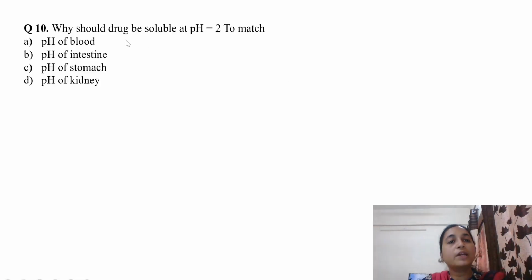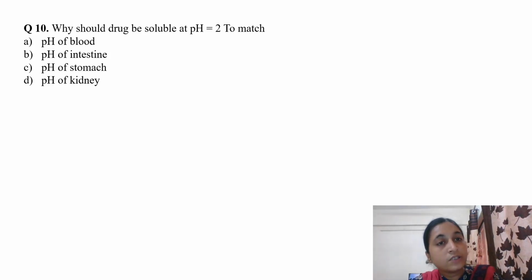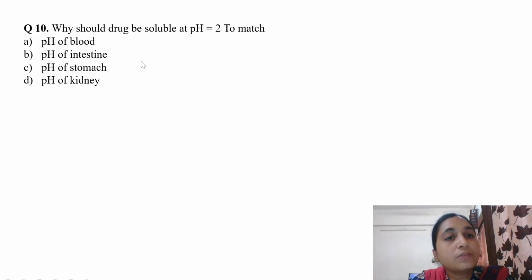Yes, the pH of blood is 7.4. The pH of the intestine is also 6.4 to 7. The pH of the stomach is 1.5 to 1.8 to 3 nearly, and the pH of the kidney is also 7.3 to 7.4. So why should a drug be soluble at pH 2?